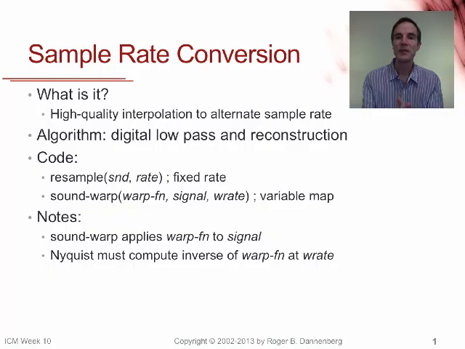The reason for this third parameter, the warp rate parameter, is that in order to accomplish this sound-warp mapping, Nyquist has to compute the inverse of the warping function. And it turns out that because of some numerical details having to do with precision of samples, you really want to do this at as low a sample rate as possible. The details are in the reference manual.